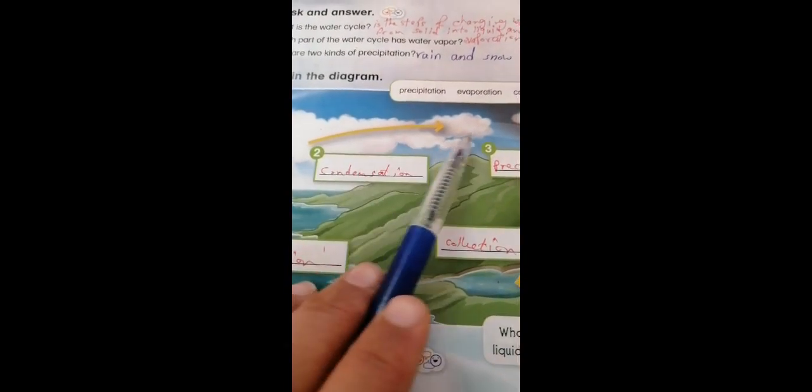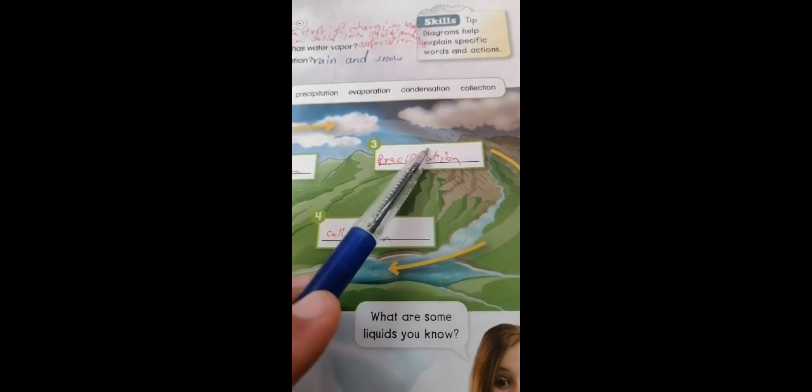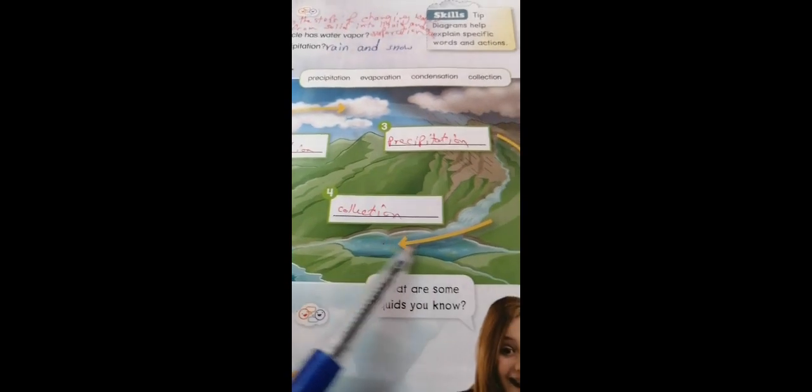Look at number 1, where is it? It's evaporation. Step number 2, condensation. Step number 3, precipitation. Can you see the rain? Number 4, collection. When the water goes back to the sea or the river, we call it collection.